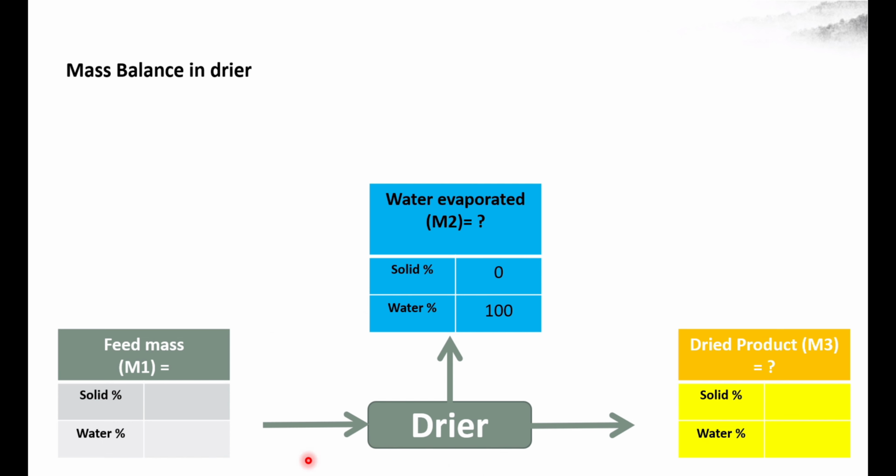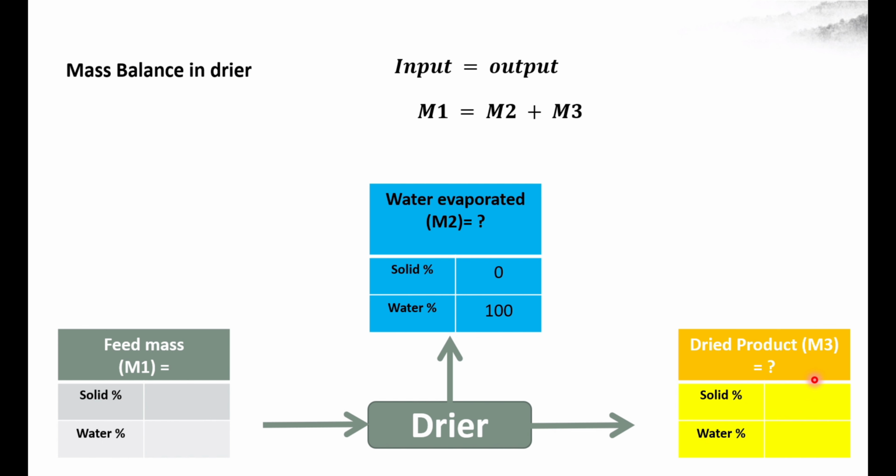This slide depicts the process of drying. In drying, we send the feed mass inside the dryer. During the drying process, water will be evaporated and that will come as one stream outside the system. And finally, we will collect a dried product. So in this case, there is one input to the dryer and two output streams from the dryer. We name the input as M1, water evaporated as M2, and the dried product as M3.